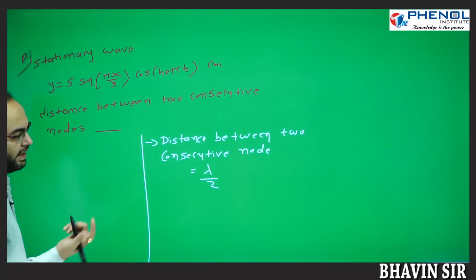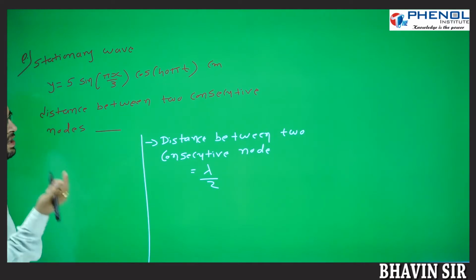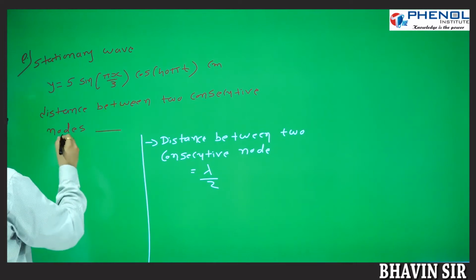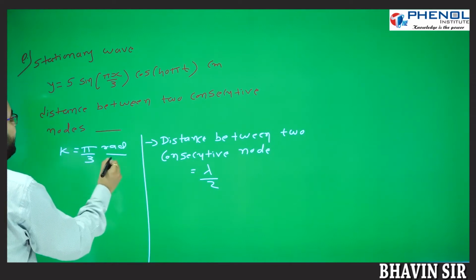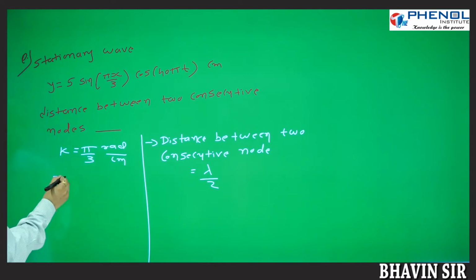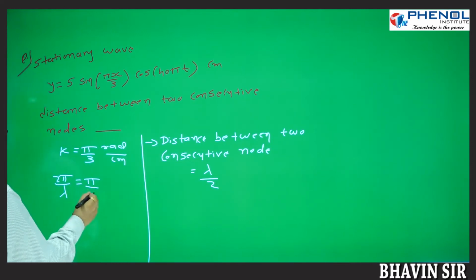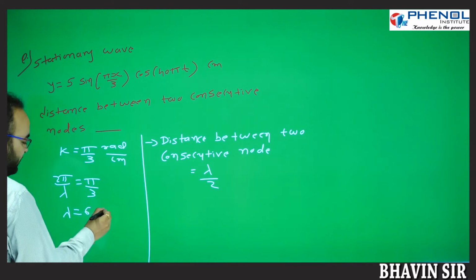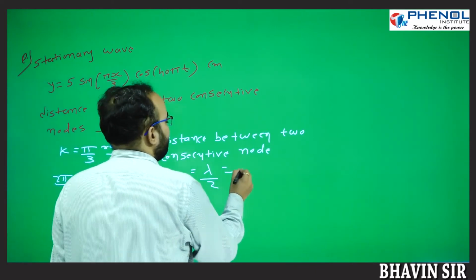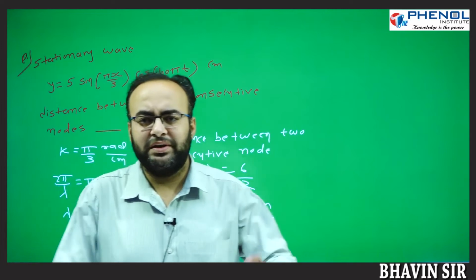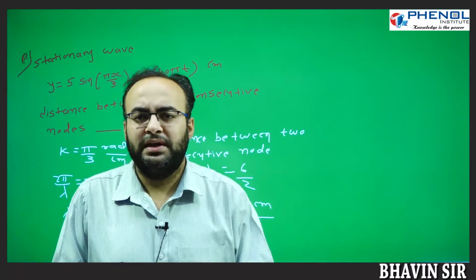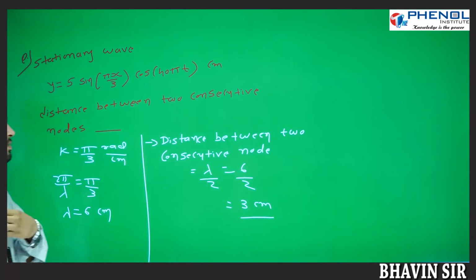We know k is equal to 2 pi by lambda, and k is the coefficient of x in kx. So what is the coefficient of x? Pi by 3, so that is k. The unit is radian per centimeter. Now k is 2 pi by lambda, so lambda is equal to 6 centimeter. So the distance between two consecutive nodes is 6 by 2, which is 3 centimeter.